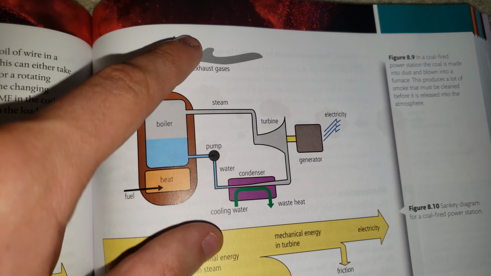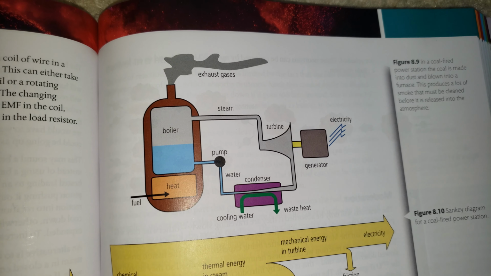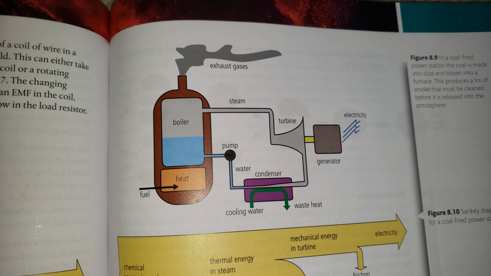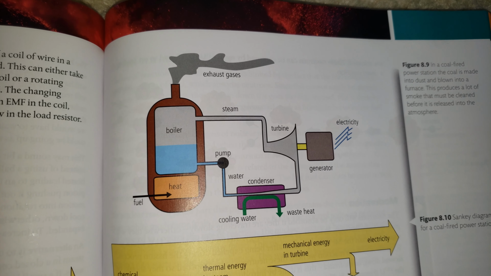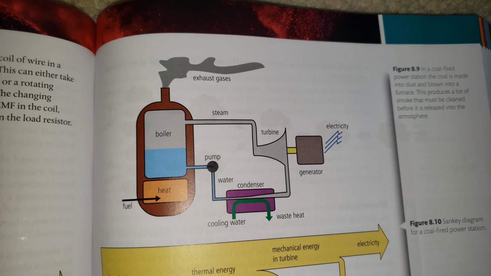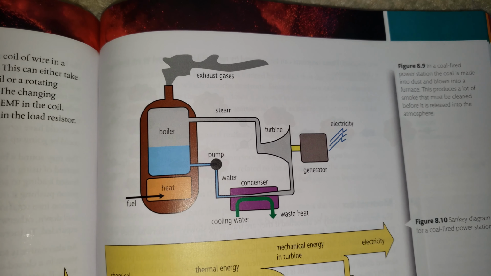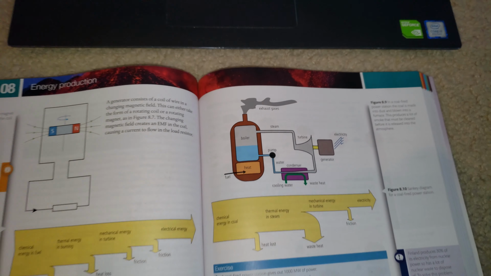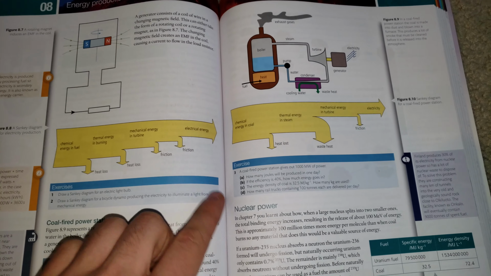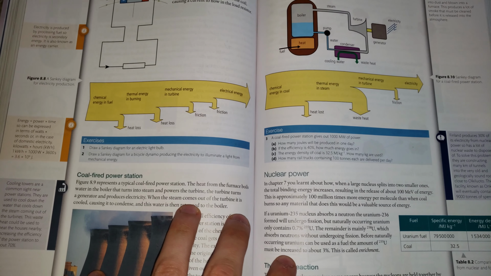And then here are exhaust gases from the coal being burnt. So those would be fossil fuel gases, carbon dioxide, carbon monoxide, stuff like that. That was the last of this section because the rest goes on nuclear power.